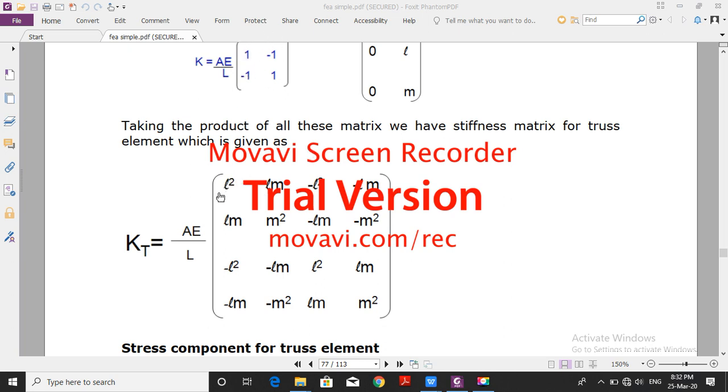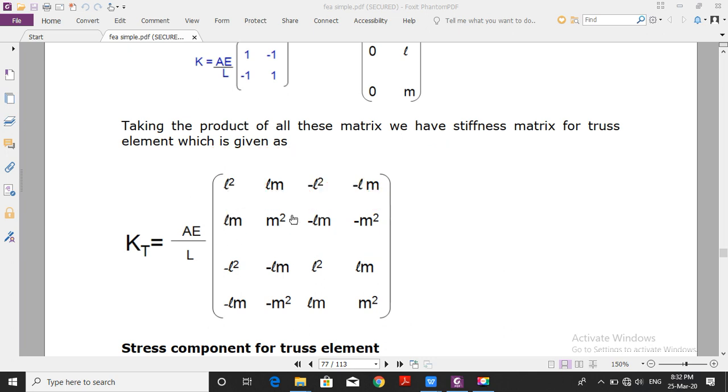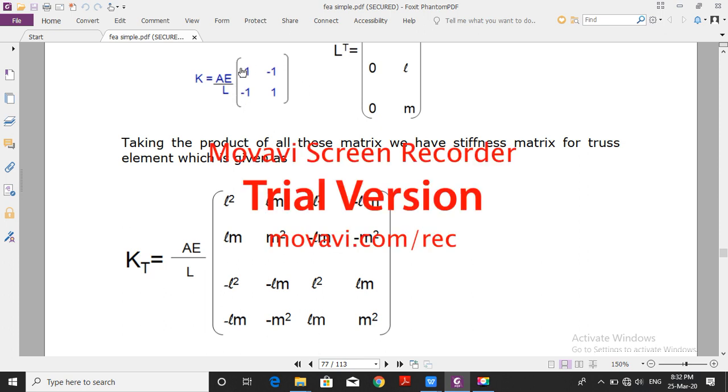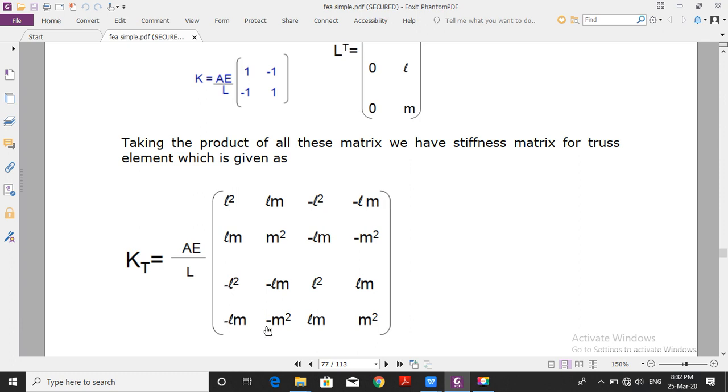Suppose this one is one element: l square, lm, lm and m square. The same set of elements is arranged in this order, so that we can easily keep this arrangement in mind. This one is multiplied with 1, this one is multiplied with minus 1, this one with minus 1, and this one with 1.